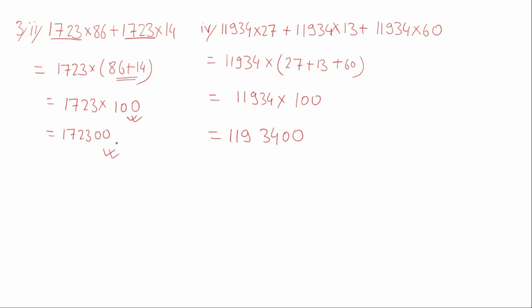We will get 172300. Now in part 4, you can see in all three terms 11934 is common. So we will take 11934 common, and what is left is 27 plus 13 plus 60, the sum of which will be 100. So multiply 100 with the number, you will get the answer.